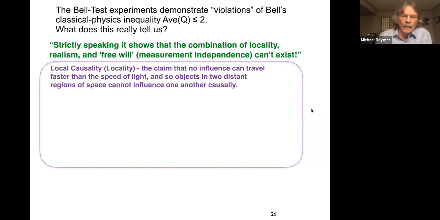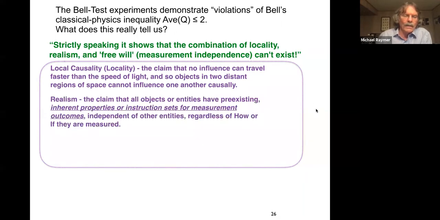So the second assumption that Aristotle might have made is realism. I think he probably would have said this, that all objects and entities have pre-existing inherent properties or instructions for measurement outcomes. Like Alice's arm is either up or down, no doubt about that, whether you look at it or not. It's independent of other entities like Bob's leg, and it's also regardless of how or if these things are measured.